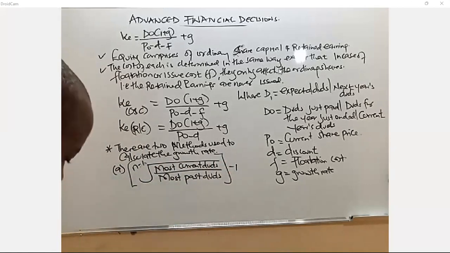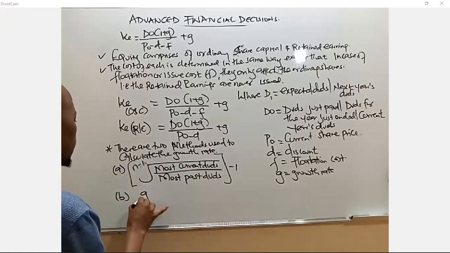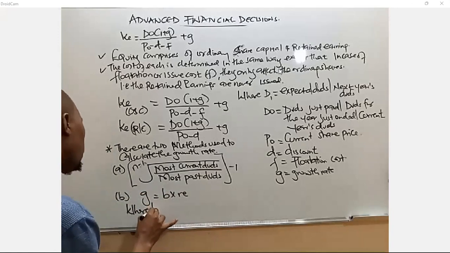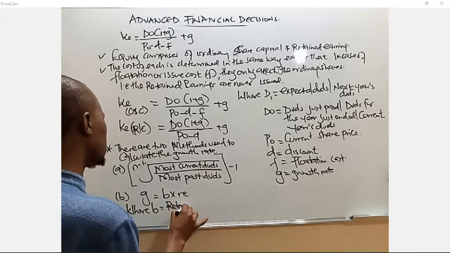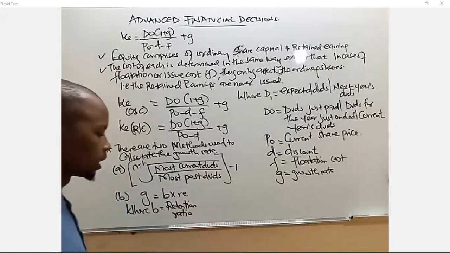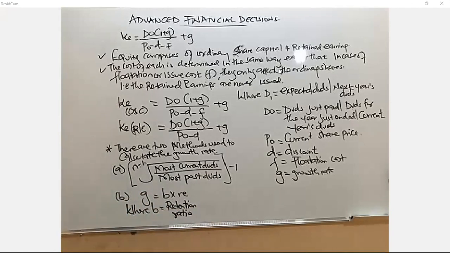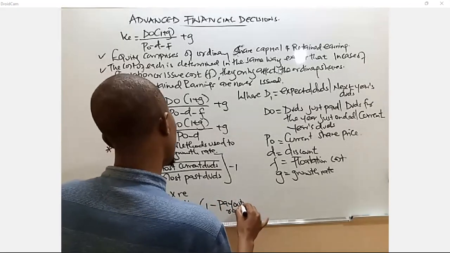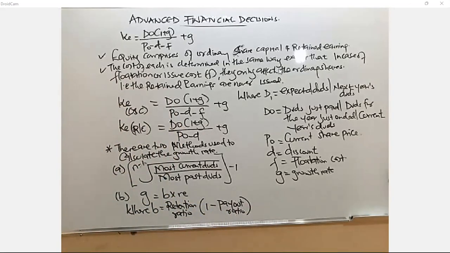Now, the second method used in the computation of growth rate: we get our g by taking b times ROE, where b is called the retention ratio. How do we get our retention ratio? There is a proportion determined by the organization when paying out dividends, called the payout ratio, which determines how much we give out to the investors and how much we retain in the organization for investment purposes. To get the retention, you take 1 minus the payout ratio.